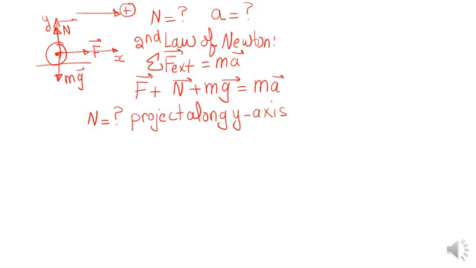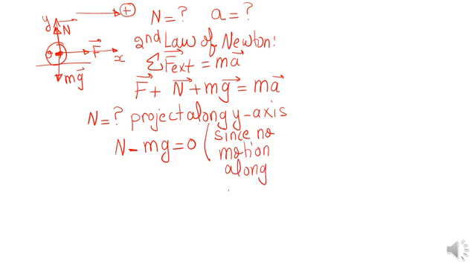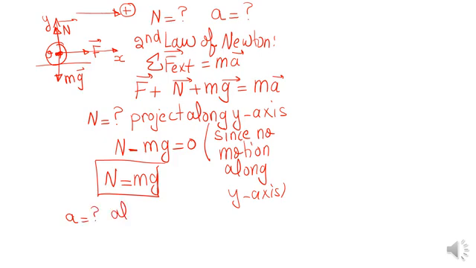What are the forces along the y-axis? We have normal, suppose that this is the origin. Normal, upward, is positive, and weight downward is negative. Then n minus mg equals 0. Why is it 0? Since there is no motion along the y-axis. The object is not moving vertically. In this case, we have n equal mg. Now, to find acceleration, we have to project along the direction of motion. It's the x-axis.